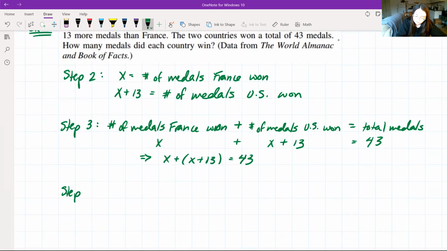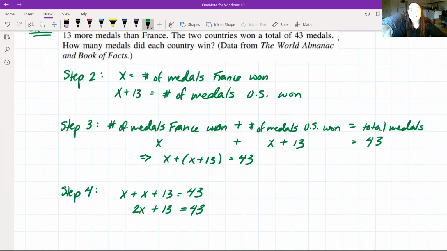And for step 4, we want to solve. So let's do that. X plus 13, which is in parentheses, is in its simplest form. So there's really no point in having parentheses. So we can just write this as X plus X plus 13, which is equal to 43. Combining our like terms, we get 2x plus 13 is equal to 43. And now we've combined our like terms.